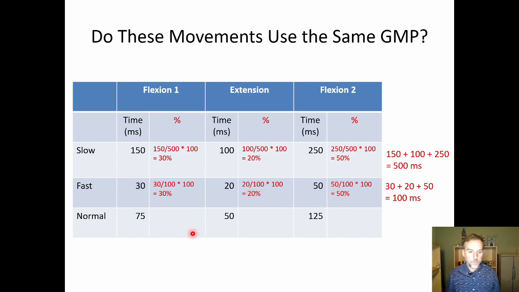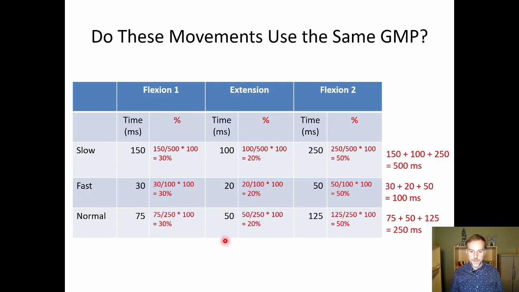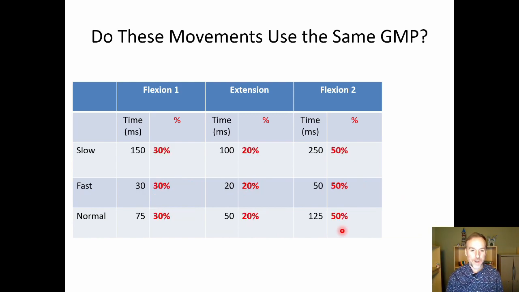Let's look at our normal movement. Okay, our total movement time here is 75 plus 50. That's 125 plus 125, that's 250. So this is going to be 75 divided by 250 times 100. And hopefully we're all on board with this math here. So now we've got 30, 20, 50. All right, let's clean up the math and just leave the final numbers so we can talk about this.